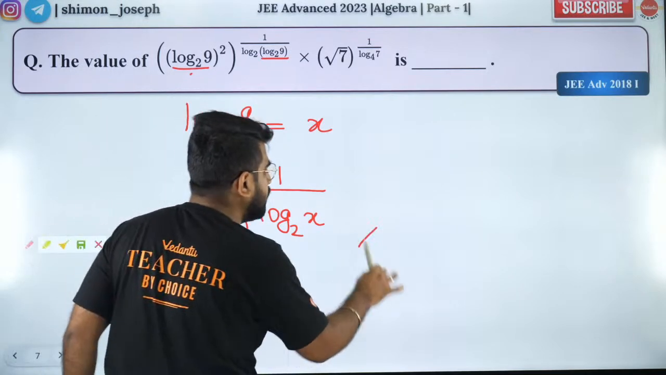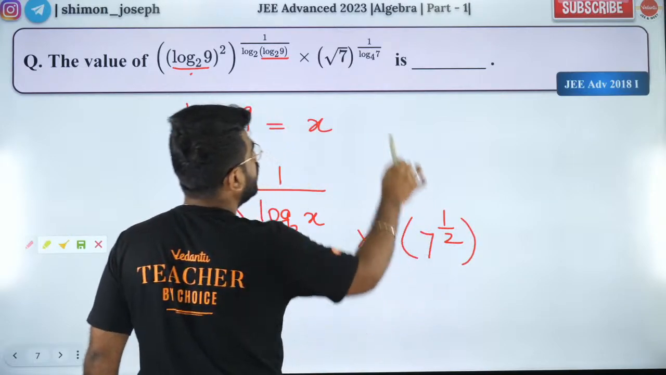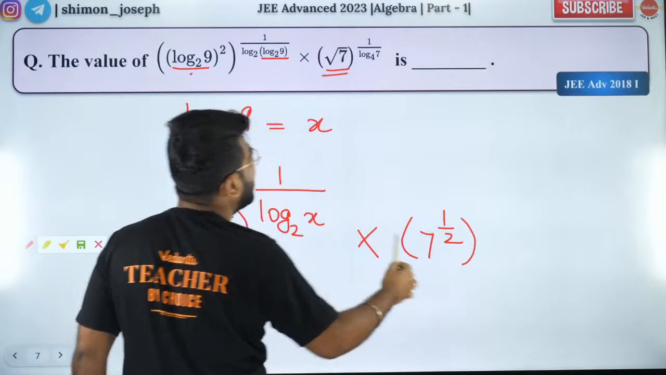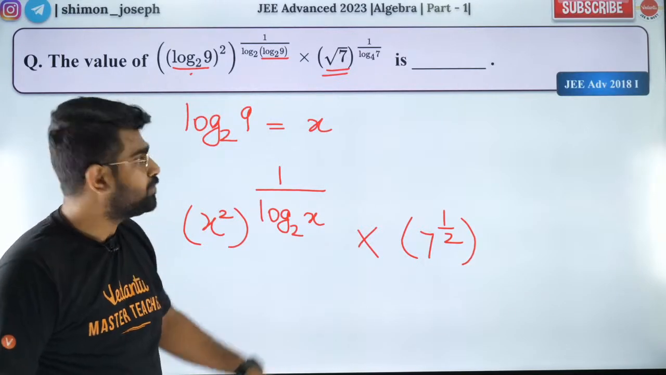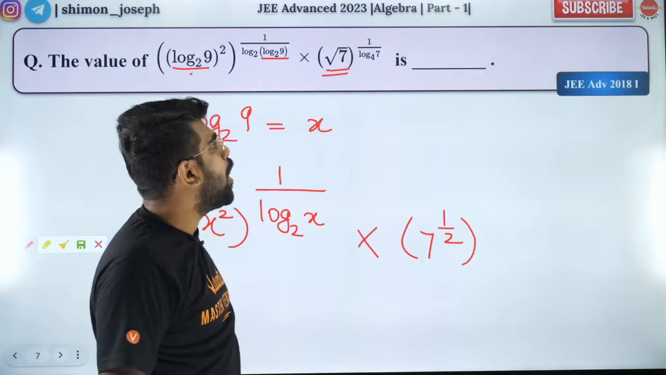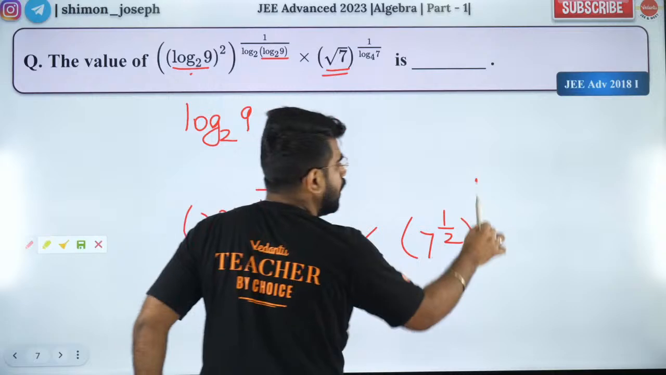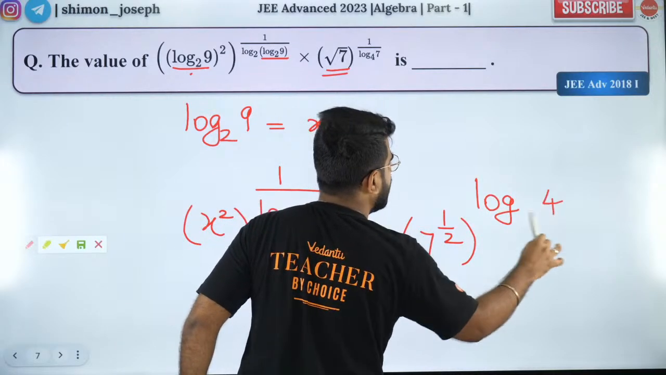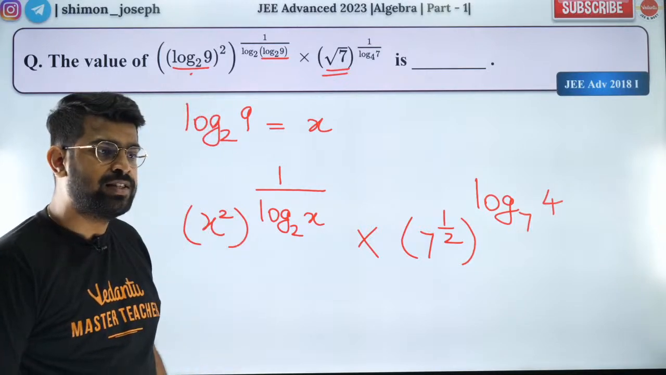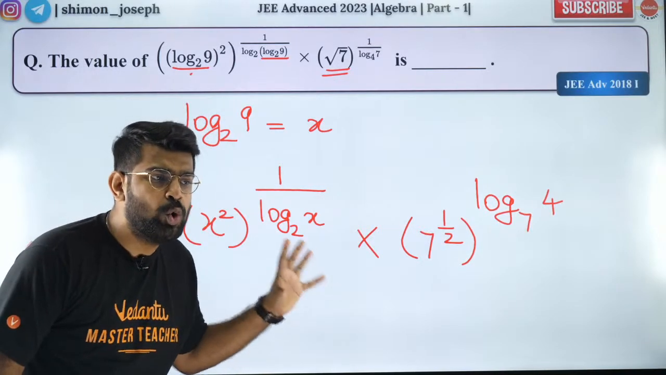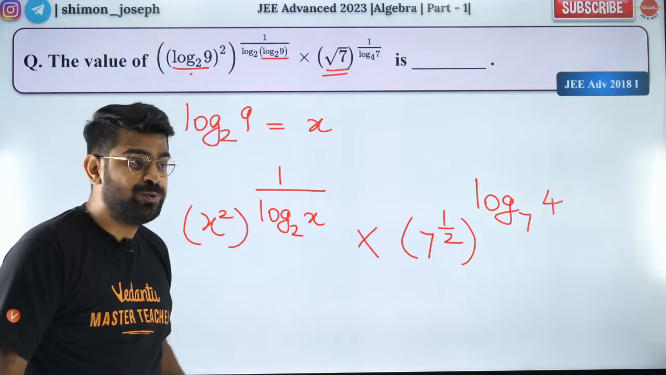Now let's come to this one. So this one I will write as 7 to the power half, because root 7 is 7 to the power half. That is basic. You all know that. Then 1 by log to the base 4 of 7, I will write it as log 4 to the base 7. Is that all right, my dear boys and girls? Everybody cool with this? So now only I'm going to use the second property which I gave you.